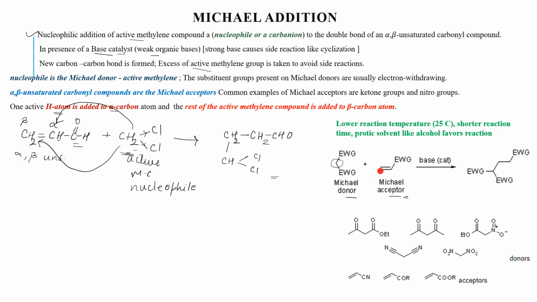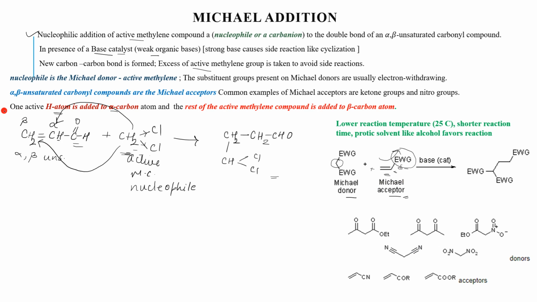What is the Michael acceptor now? A carbon-carbon double bonded compound which is attached to an electron withdrawing group. This makes the alpha beta unsaturated system active, because the electron withdrawing group pulls the electron density towards itself. So now the electron density is over here, so it has a negative charge. This part will have a positive charge, and that is why attack takes place at the beta carbon atom. We'll see a few more reactions.